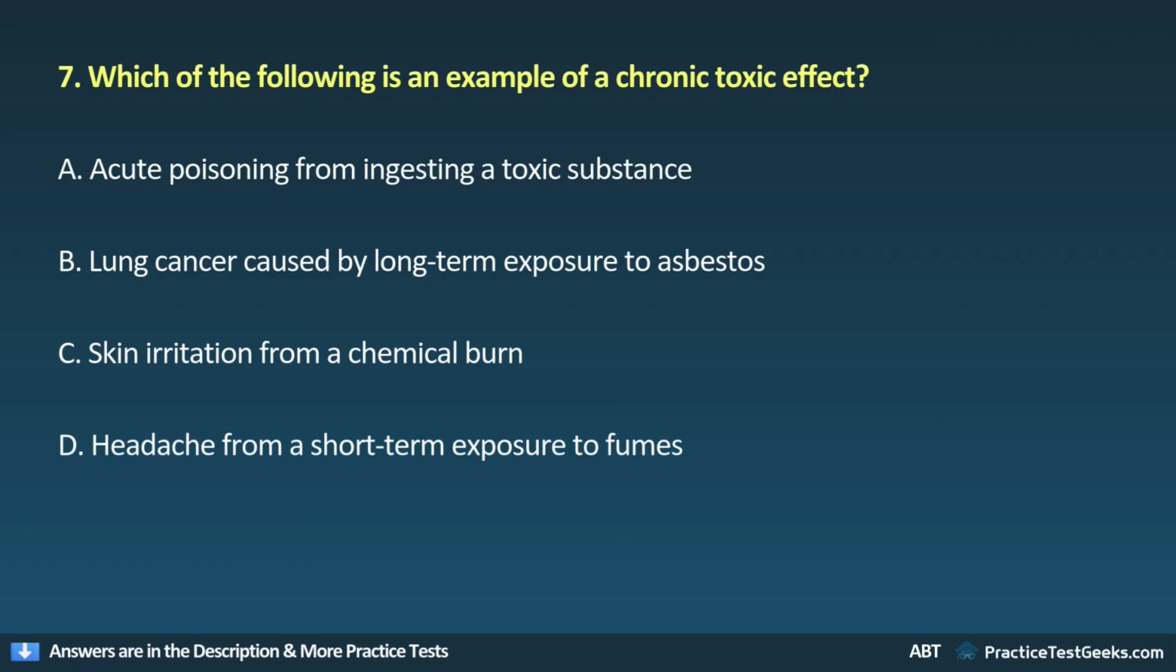7. Which of the following is an example of a chronic toxic effect? A. Acute poisoning from ingesting a toxic substance. B. Lung cancer caused by long-term exposure to asbestos. C. Skin irritation from a chemical burn. D. Headache from a short-term exposure to fumes.